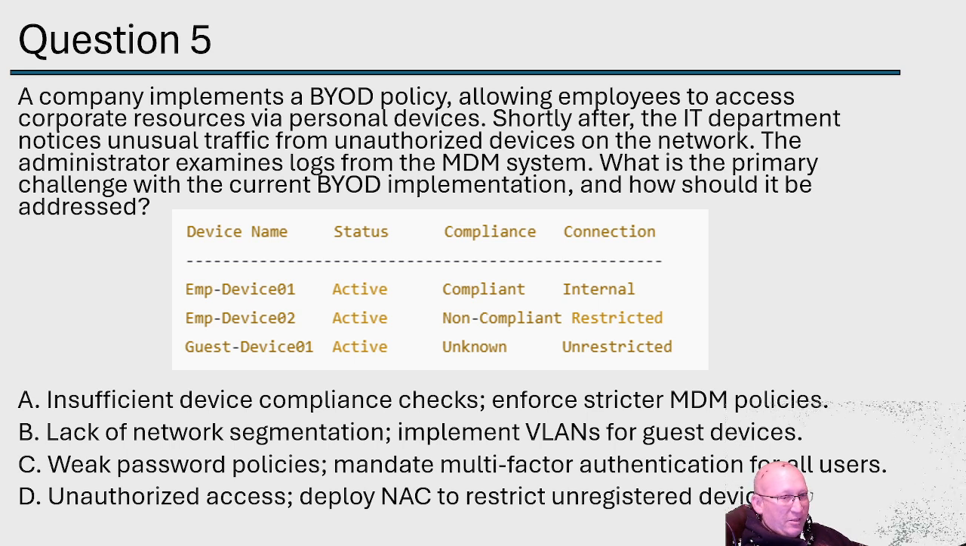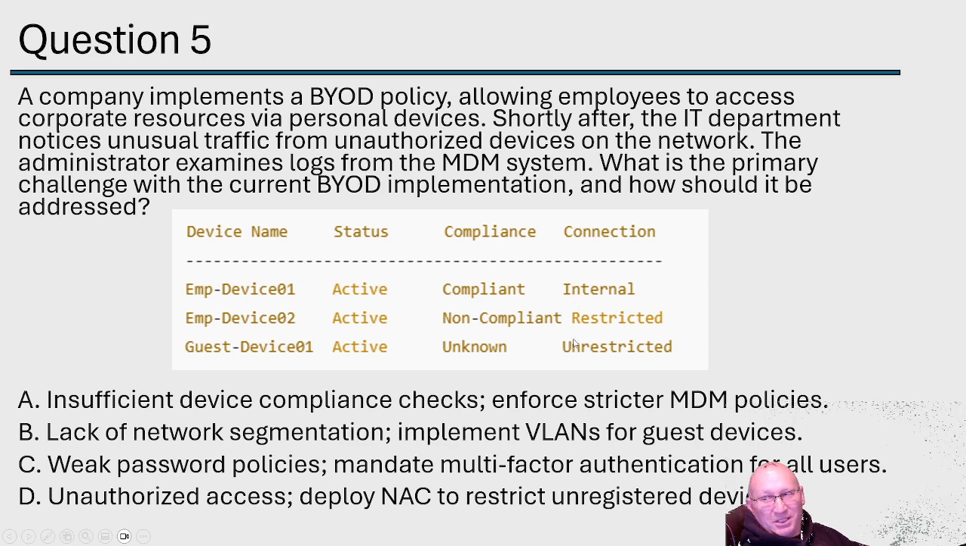So let's tackle this one. If you answered C, weak password policy, mandate multi-factor authentication for all users, you would be incorrect. I'm sorry. Why? Unauthorized access. That's our problem, right? So we have a guest device here. We have a guest device that's active, unknown, unrestricted connection. Unrestricted. That means there's no problems with it. That means they have access to everything. Even our employee device number 1 is an active connection. It's compliant, and it has an internal connection.